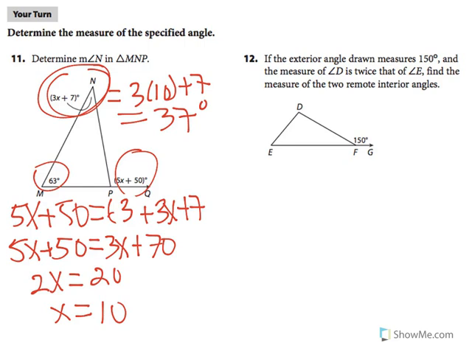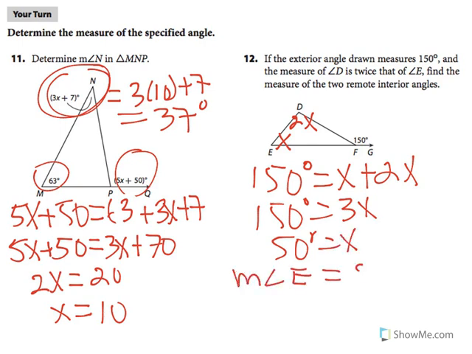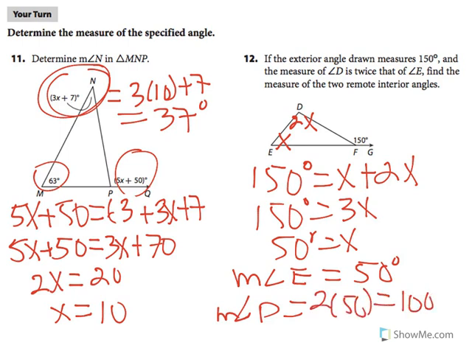So let's say, for example, we call E as x, so D is twice as that, so that gives us 2x. So then the equation we have is 150 degrees equal to x plus 2x. So 150 equal to 3x. So then x is 50 degrees. So that means the measurement of angle E is 50 degrees, and the measurement of angle D equal to 2 times 50 is 100 degrees.